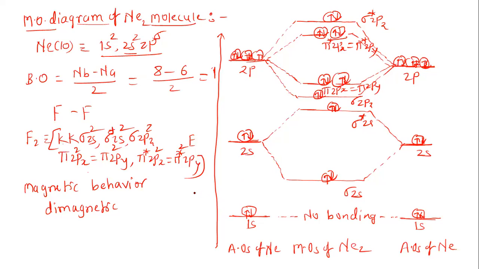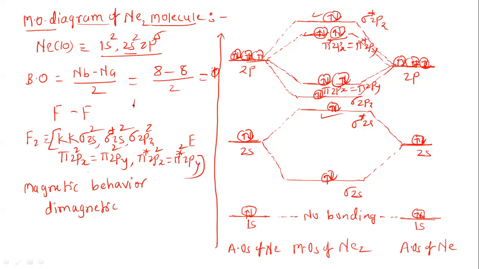So what is the bond order? Number of bonding electrons minus number of antibonding electrons, divided by 2. Now you can see here, count the number of antibonding electrons: this one, antibonding 2, this 4, 6, and this 8. So 8 minus 8 is 0. So the bond order is 0.